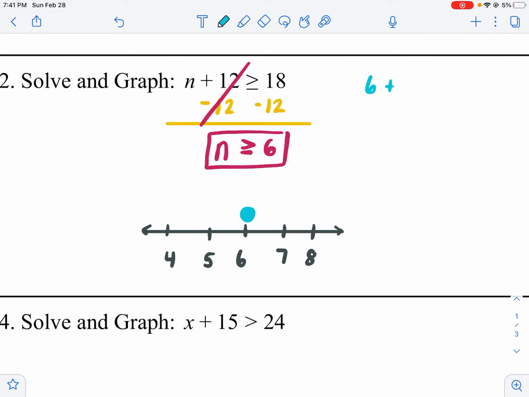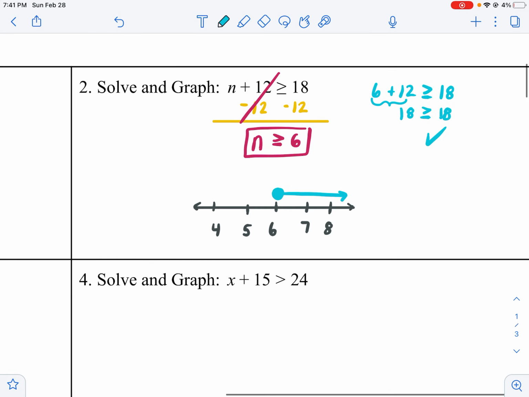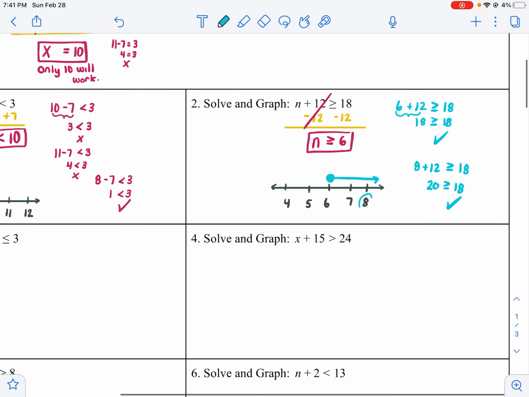6 works because 6 plus 12 is greater than or equal to 18, and 6 plus 12 is 18. So is 18 greater than or equal to 18? And yes. So 6 works, and all the numbers bigger than 6 work as well. And you could test out a number. Is 8 plus 12 bigger than or equal to 18? Well, 8 plus 12 is 20. So yes.